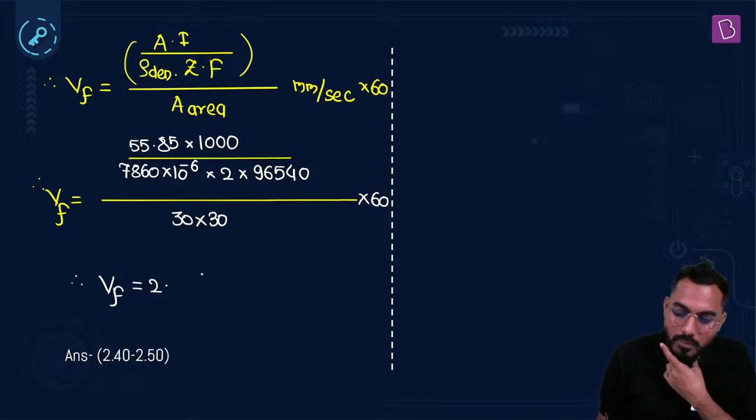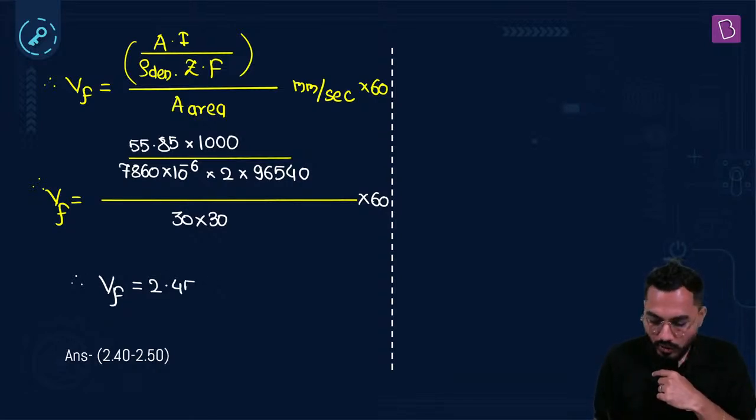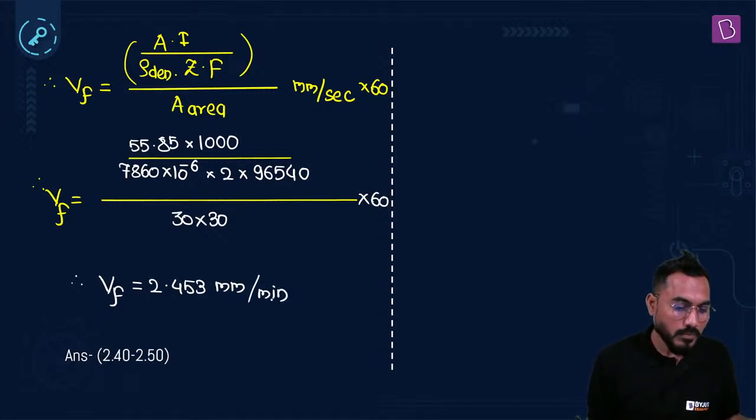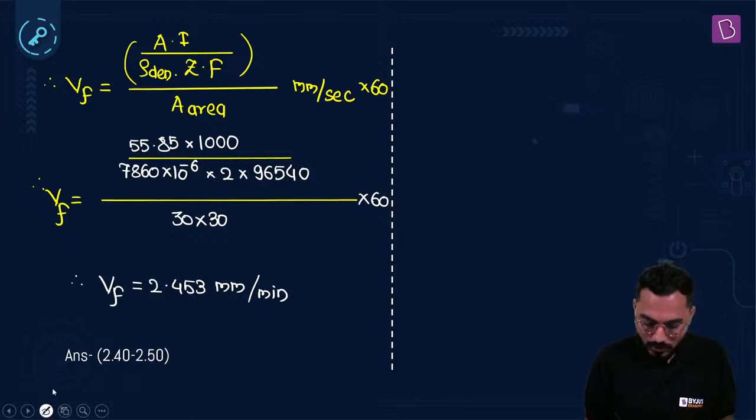No, you just multiply by 60. It is coming: 2.453 mm per minute. Mm per minute.